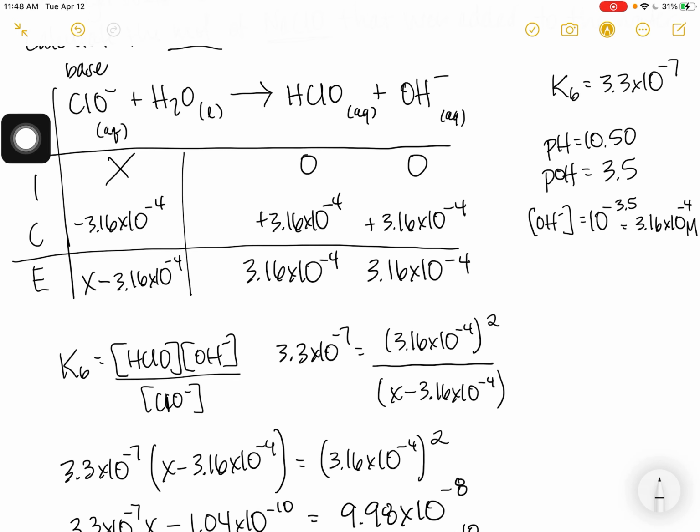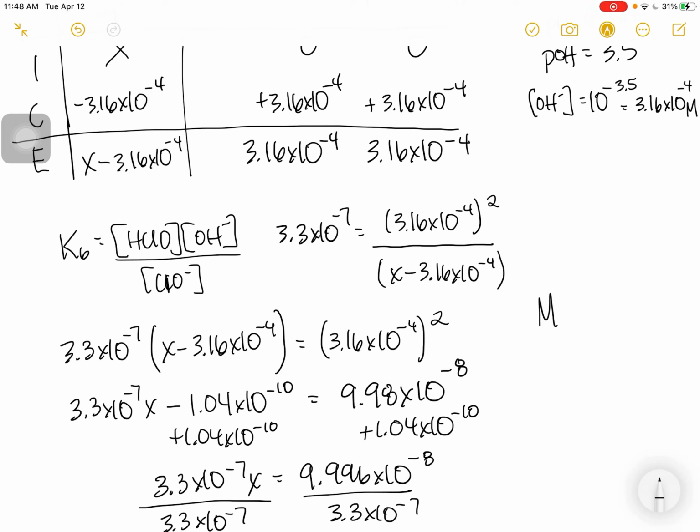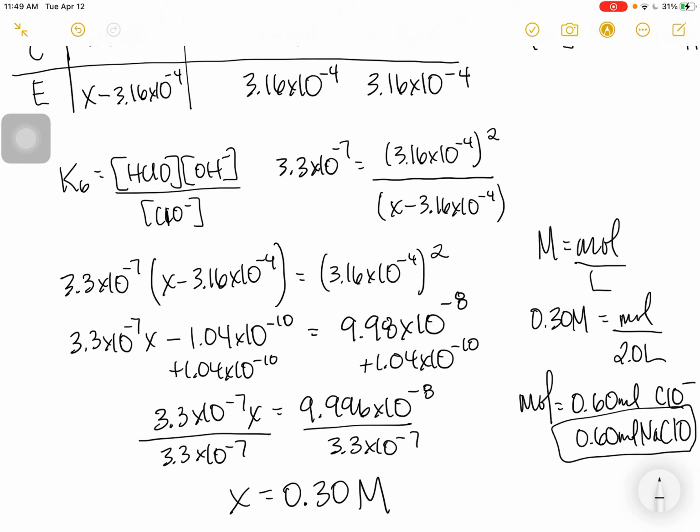But that's not what I want, they wanted me to find moles. So if I know molarity and I know the liters, I can find moles. The molarity is now 0.3, that was x, equals moles over my initial volume of 2 liters. Take the 2 to the other side, and we should say that I had 0.6 moles of the ClO minus, which means I had 0.6 moles of the NaClO because it was an ionic substance that ionized 100%.